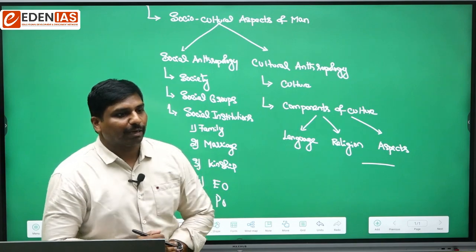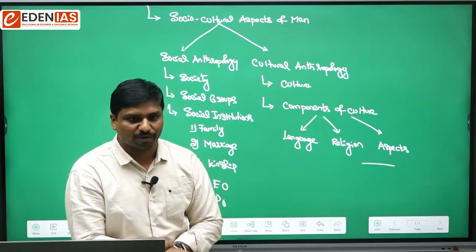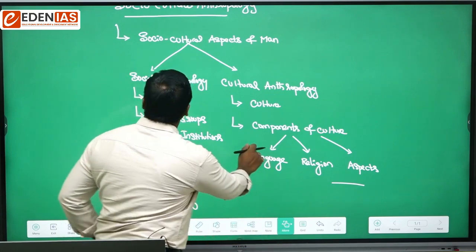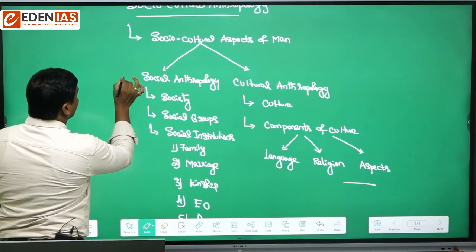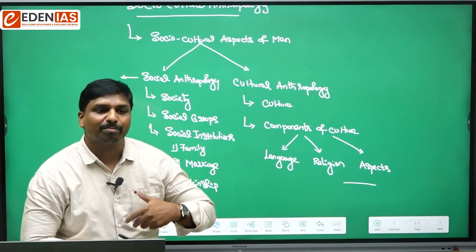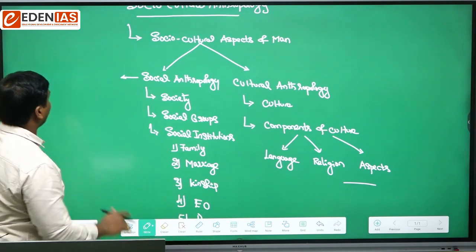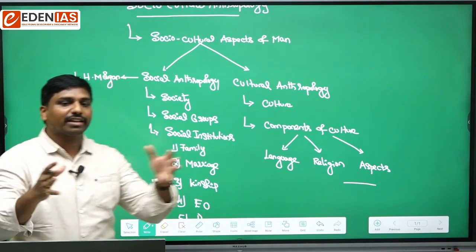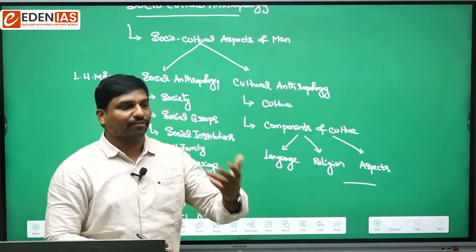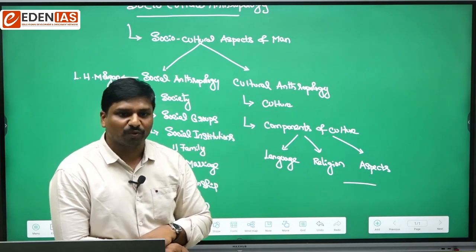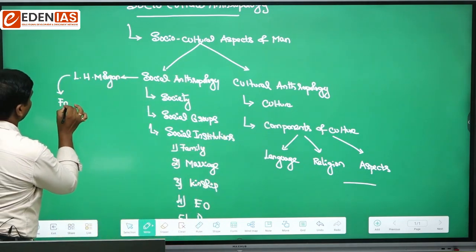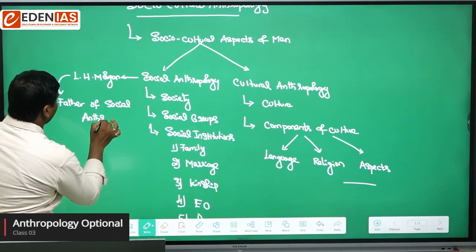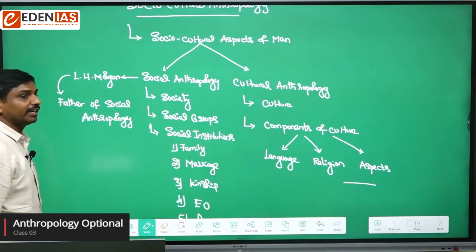If we talk about the evolution or development of socio-cultural anthropology, there are two key persons behind the development of this branch. Social anthropology has been systematically developed by the efforts of a famous scholar, L.H. Morgan. L.H. Morgan was an American anthropologist, and he is famously credited as the father of social anthropology. Why do we call him the father of social anthropology? Because he has done some pioneering works related to social anthropology.